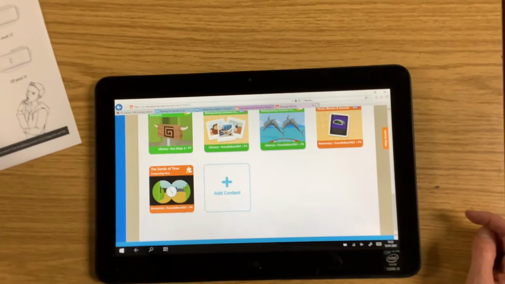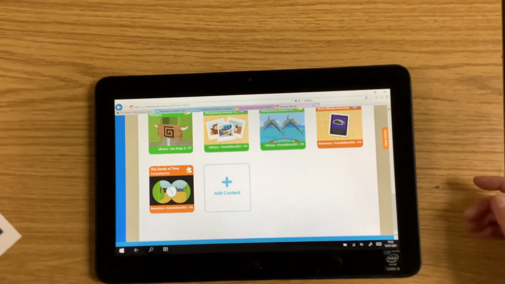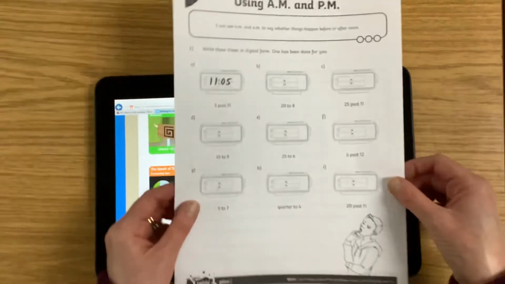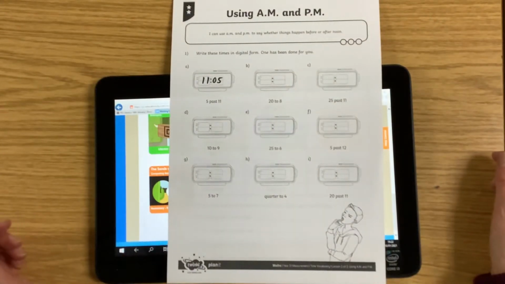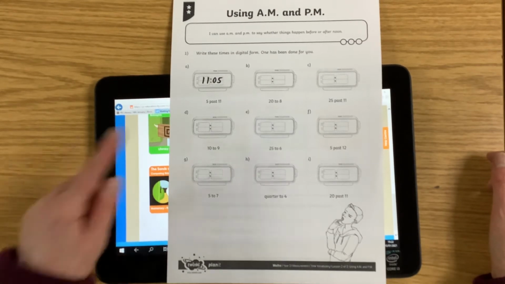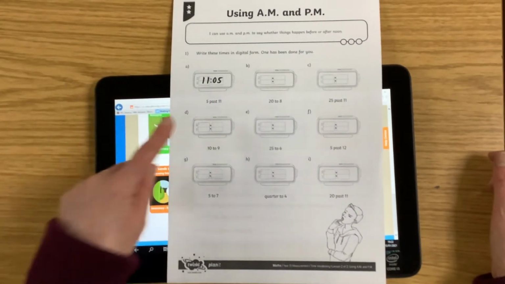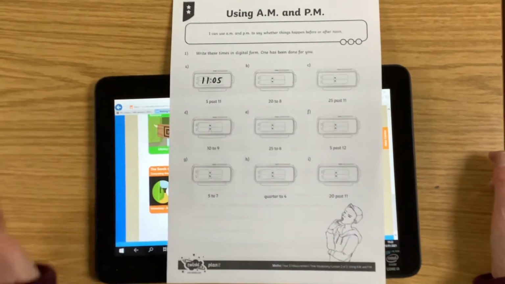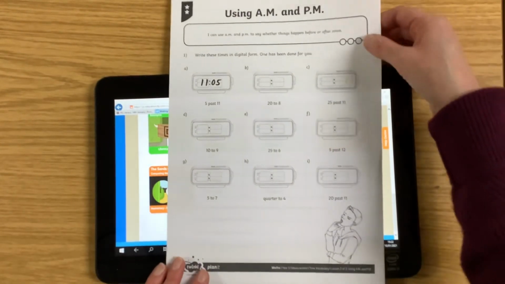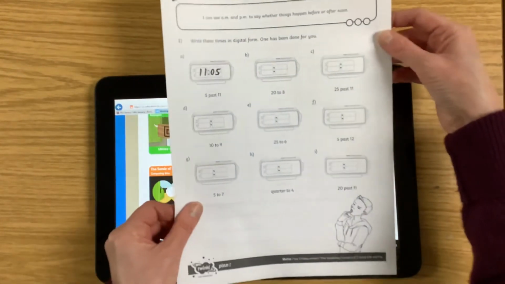For your written task today, you have got a choice of 3 worksheets. Now, this is the middle level, but all of the worksheets are pretty similar. To start off with, you have been given some times. And what you need to do is convert those into digital times. The first one has been done for you. So if the time was 11:05, then we would write that as 11:05. So can you change those times to be digital times?